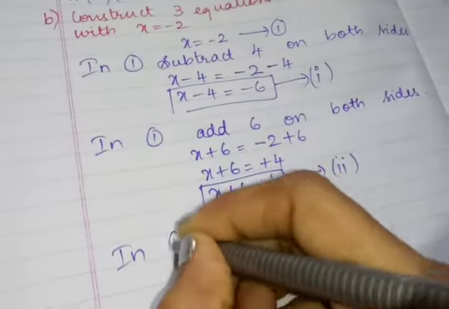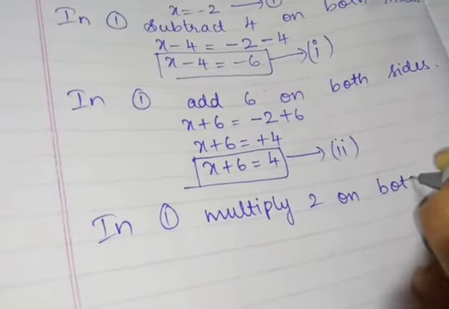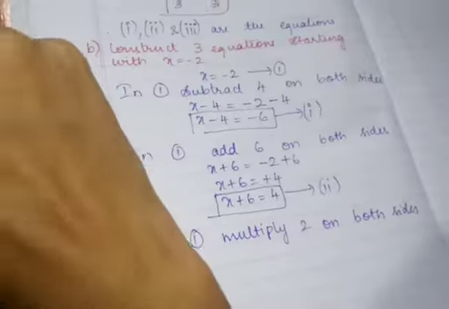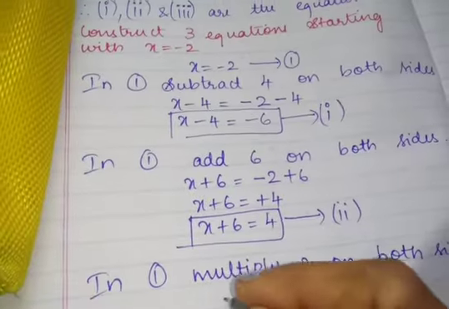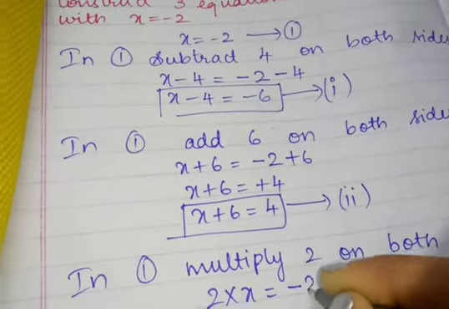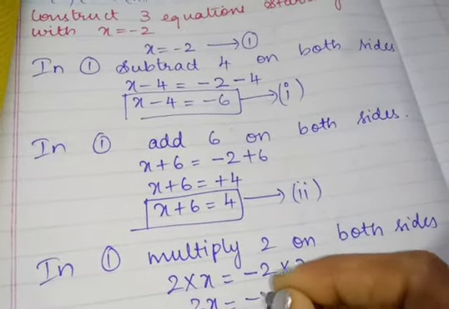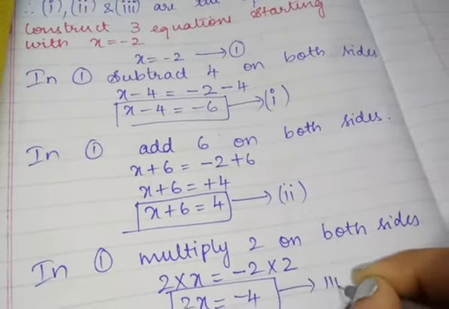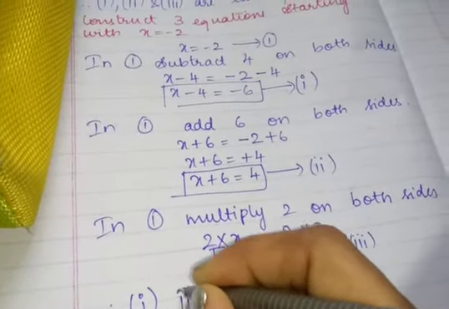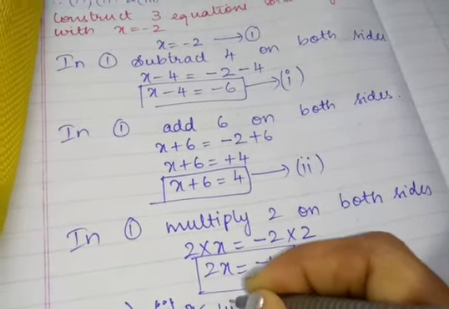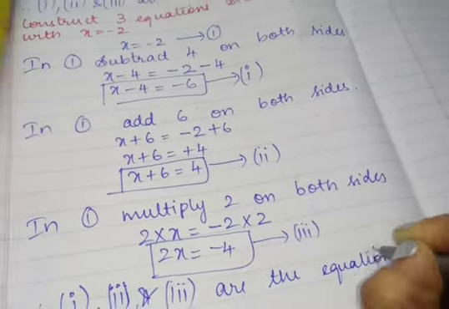Next, in 1, multiply 2 on both the sides. Now I am doing multiplication. In the last problem I did multiplication, division and addition. Here in 1 I am multiplying 2 on both the sides. So what will it become? 2 into x is equal to minus 2 into 2, right? So 2 into x is 2x, and minus 2 into 2 is minus 4. So this is my third equation. Therefore, the first, second and third subdivisions are the equations which I am getting from this equation.